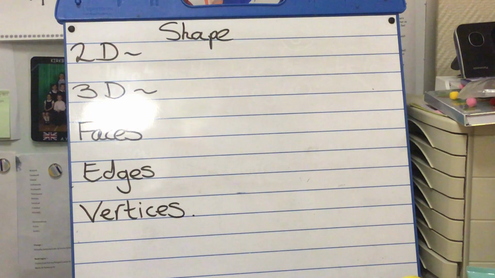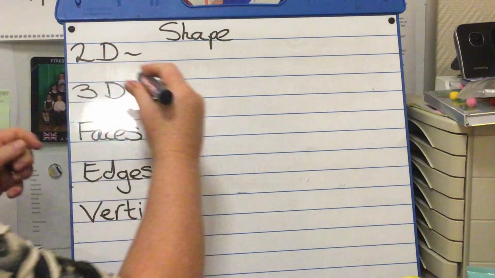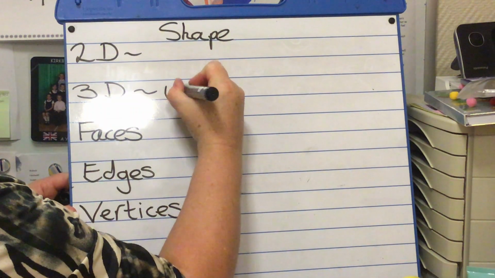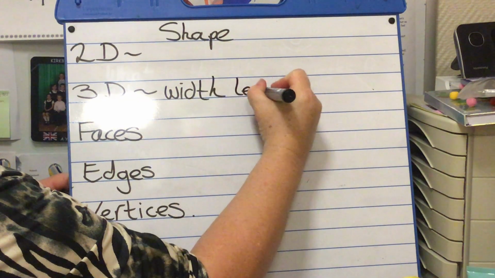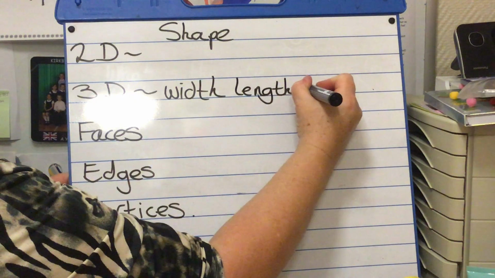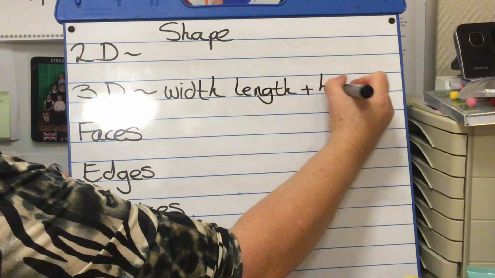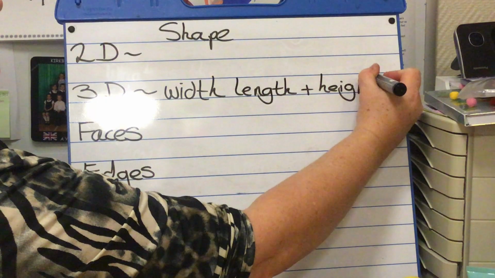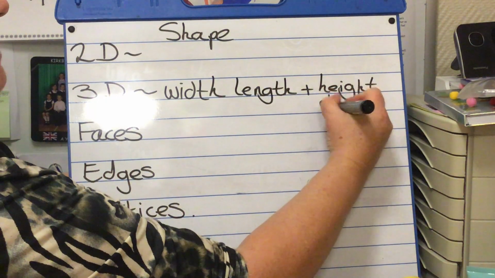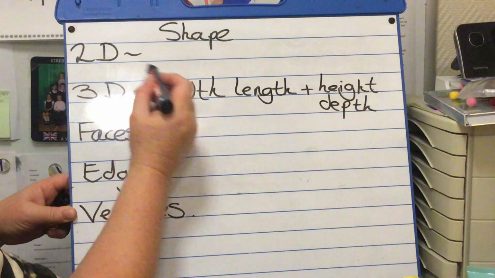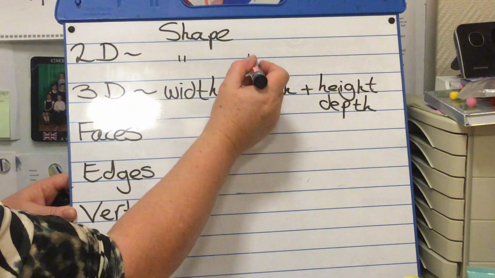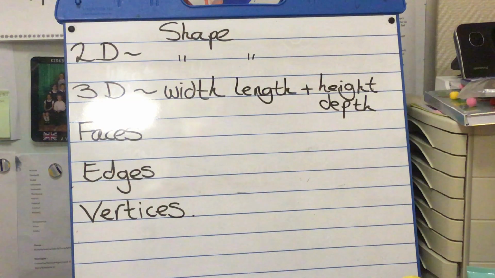Okay, so we've got width and length to start with. And then we've also got height, excuse my writing, or we might call it depth. Whereas the 2D shapes have only got width and length, haven't they? And then we talk about the features or the properties of a 3D shape.